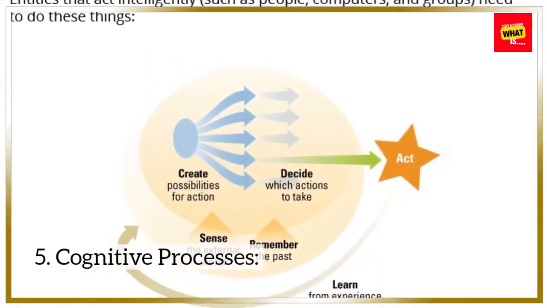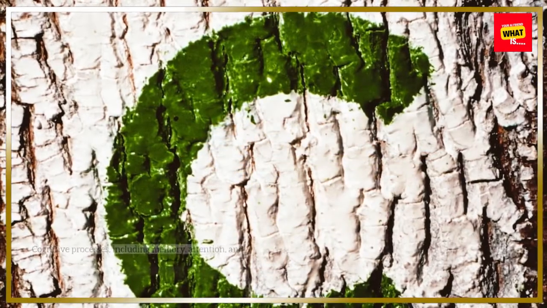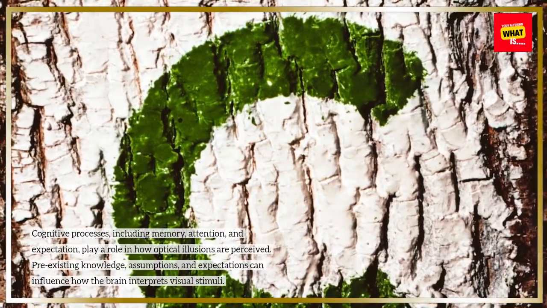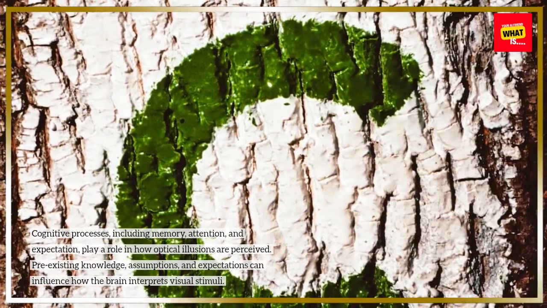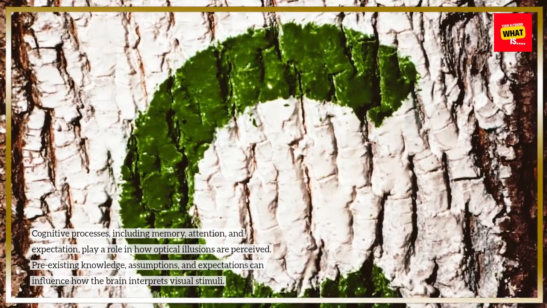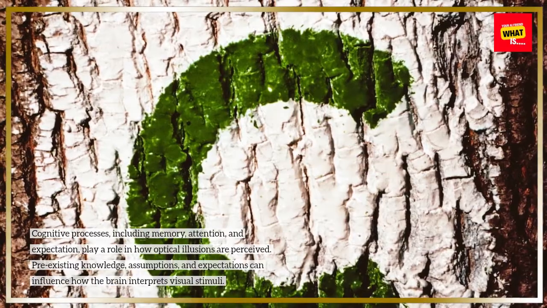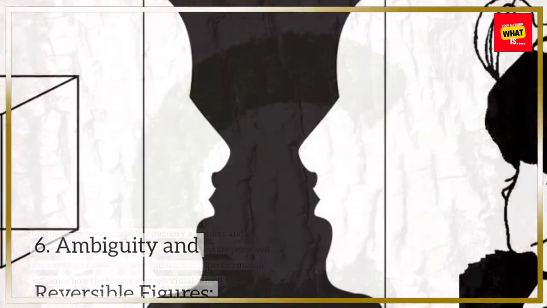5. Cognitive processes. Cognitive processes, including memory, attention, and expectation, play a role in how optical illusions are perceived. Pre-existing knowledge, assumptions, and expectations can influence how the brain interprets visual stimuli.